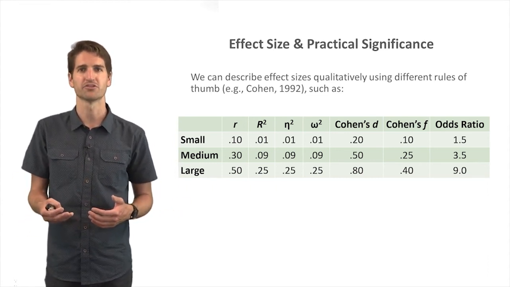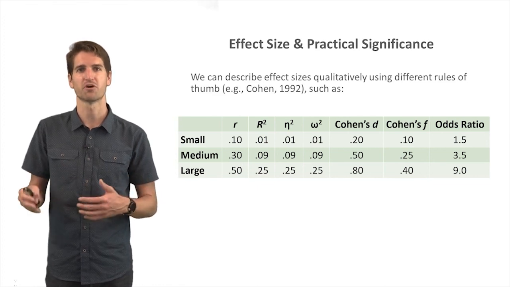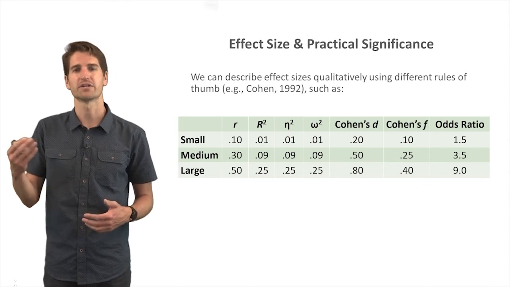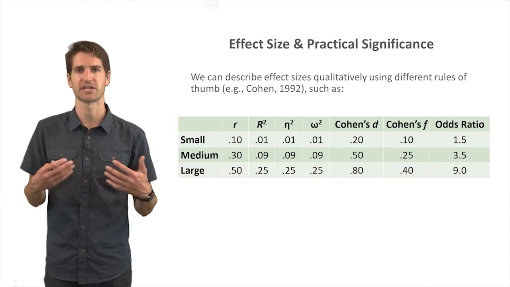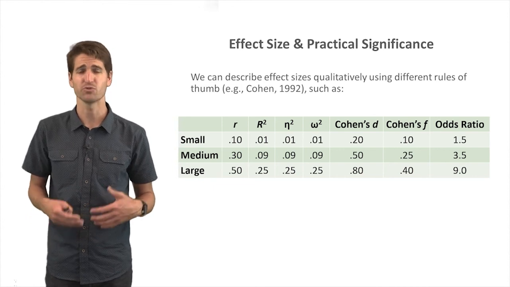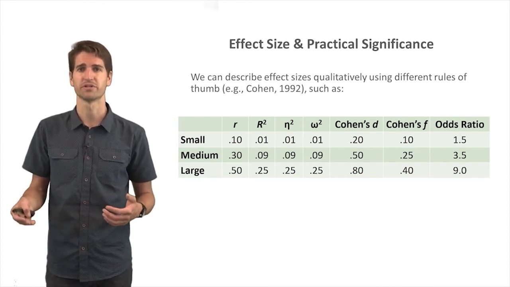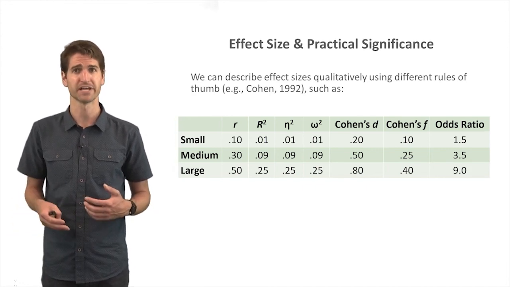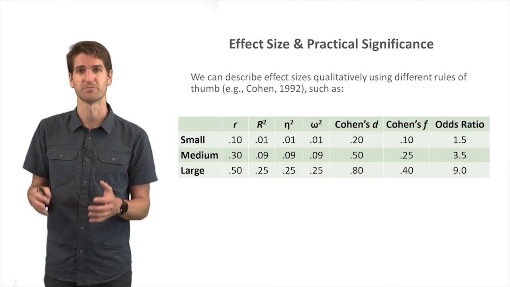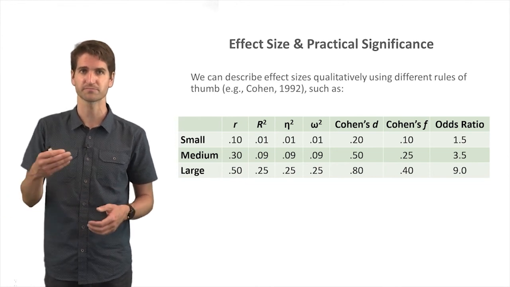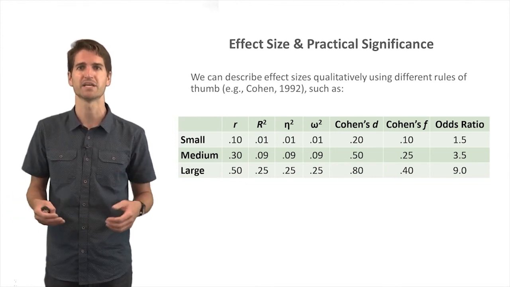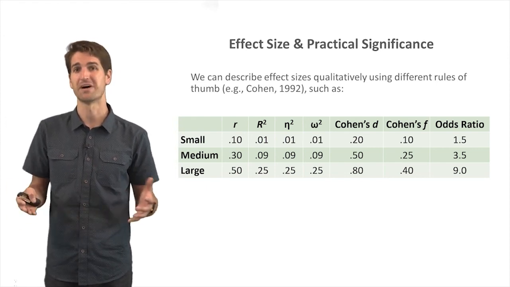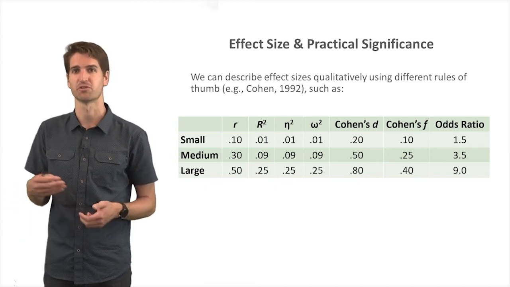For an r-squared value, a small would be 0.01, a medium would be 0.09, and a large would be 0.25. Eta squared and omega squared are interpreted in the same way. In terms of Cohen's d, which is the standardized mean difference, a small would be 0.20, a medium would be 0.50, and a large would be 0.80. Cohen's f, on the other hand, which is associated with an omnibus F-test for an analysis of variance, a small would be 0.10, a medium would be 0.25, and a large would be 0.40. And finally, with an odds ratio, a small might be 1.5, a medium might be 3.5, and a large might be 9.0.